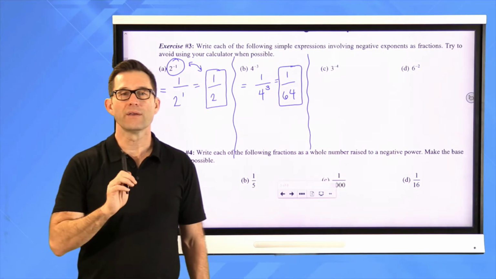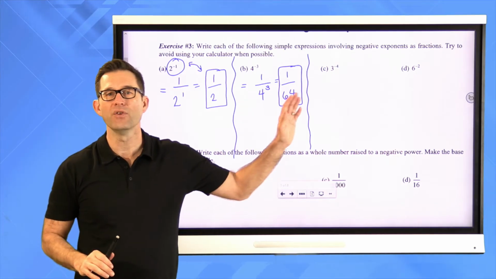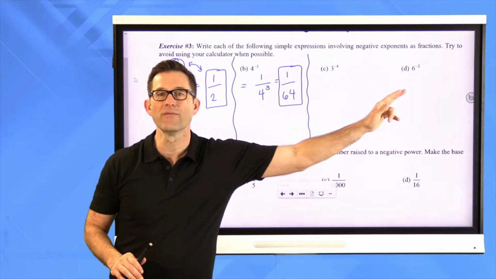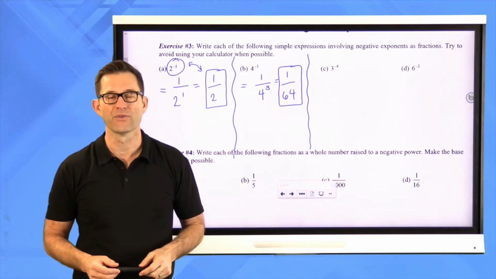What I'd like you to do is pause the video now and see if you can write out what fractions each of those two expressions are equal to.